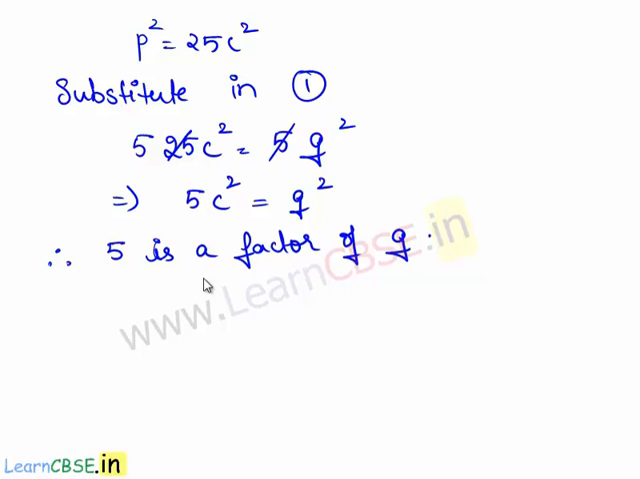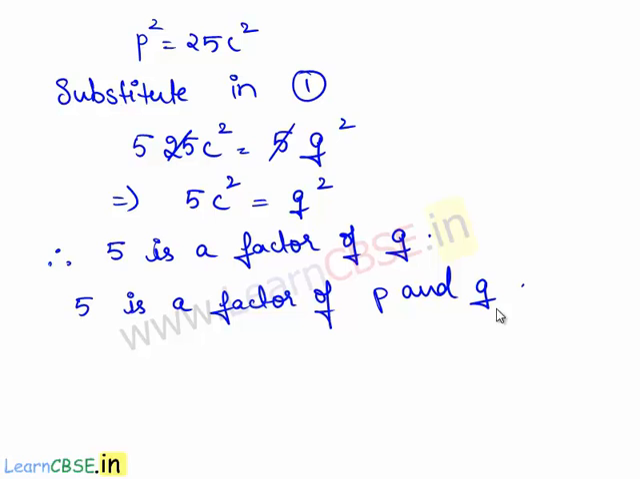Therefore, we have obtained two statements. From those, we can conclude that 5 is a factor of both p and q. This brings a contradiction to our assumption that p and q are co-primes. This is because of our wrong assumption that root 5 is a rational number. Therefore, root 5 is an irrational number.